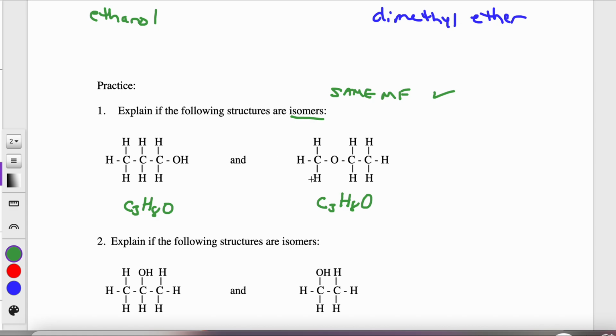Now I'm going to look at the structures. I notice here I have a 3-carbon chain with an OH. In here I see the oxygen breaking up the carbon to carbon chain. So they have the same molecular formula, but they have different structural formulas. So yes, these are isomers.